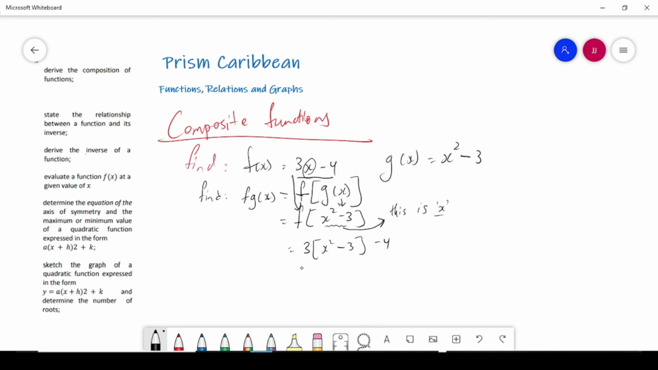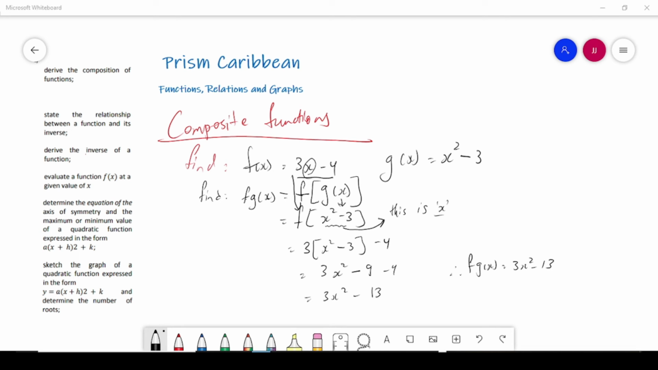from here, right? So this will be, once we expand it, 3 into x squared, which will be 3x squared, minus 3 into minus 3, which is minus 9, and then we have minus 4. And we solve it, and we get 3x squared minus 13. And we say, therefore, f of g of x is equal to 3x squared minus 13.